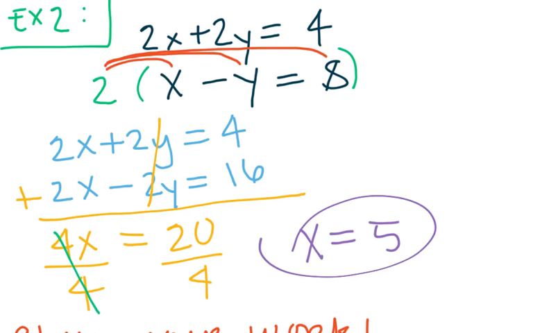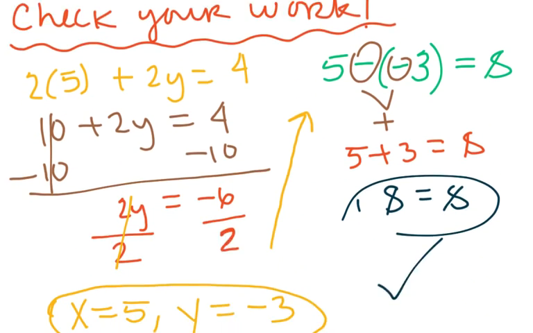Since 2y is positive and the other is negative 2y, they're both going to cancel out, and you're going to be left with 4x equals 20. You're going to divide by 4, and you're going to be left with x equals 20 over 4, which can be reduced to x equals 5.